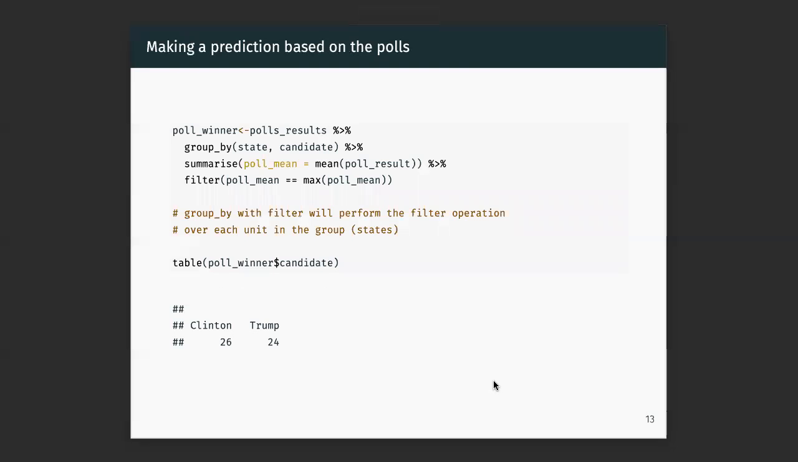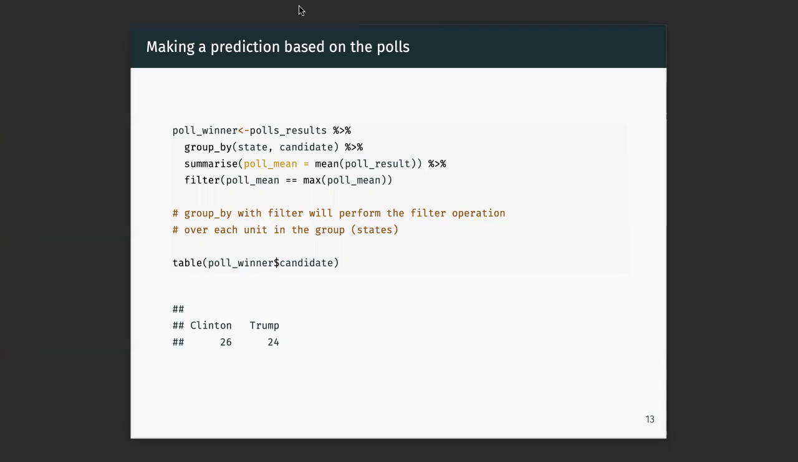The way we can do that is we can create a new data frame called poll winner, where we take our polls results, that's the joined data frame where we have the polls and the results attached to it. We're going to group it by state and candidate, and then compute the average value for the poll results across all of the polls for that state. And then we're going to use filter, we still have grouping on, to take the maximum value of poll mean for each state. It's a little bit of a clever workaround.